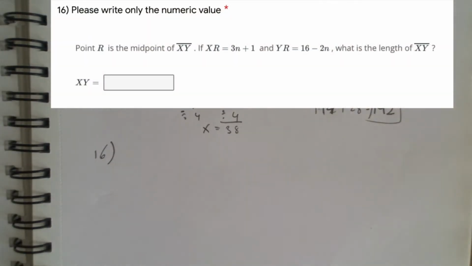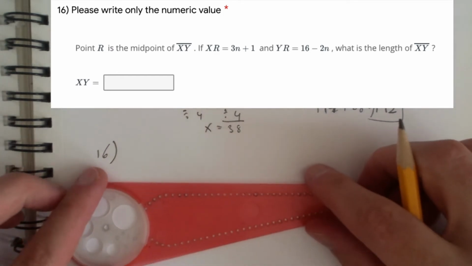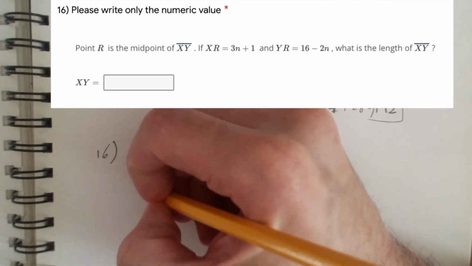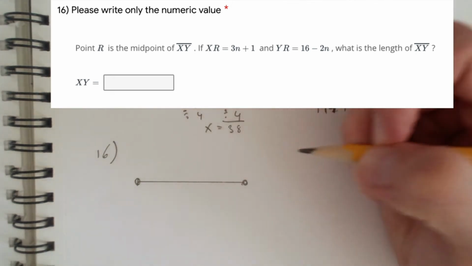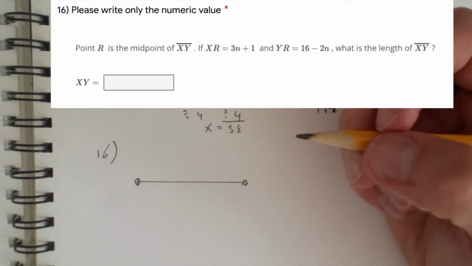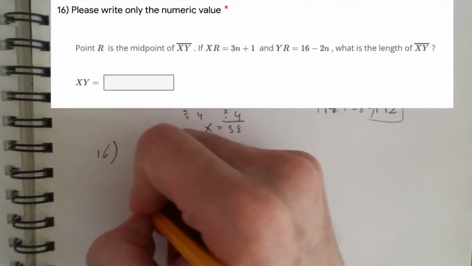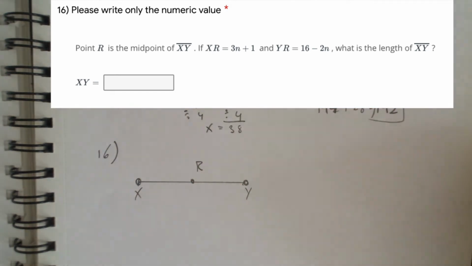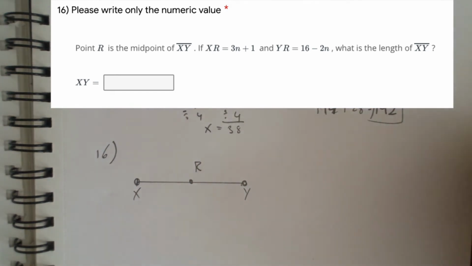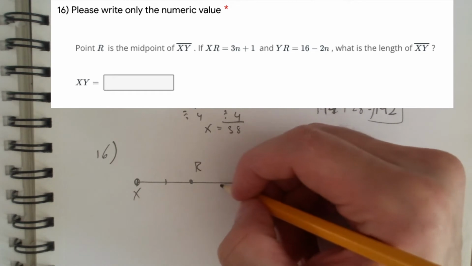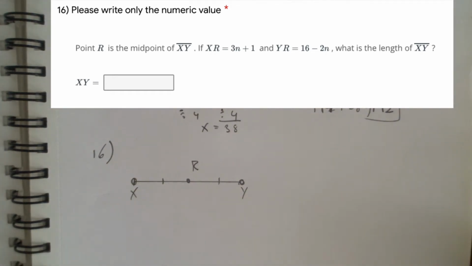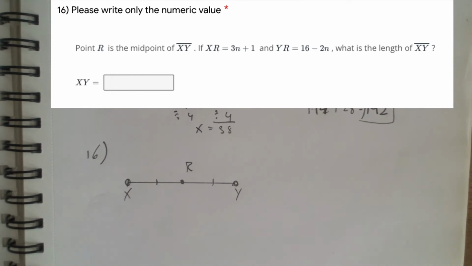Question number 16 is one of those where it might be useful to draw a diagram. So here in our question, we're told that point R is the midpoint of XY. Knowing we have a midpoint, we also know that XR and RY are congruent or equal to one another.